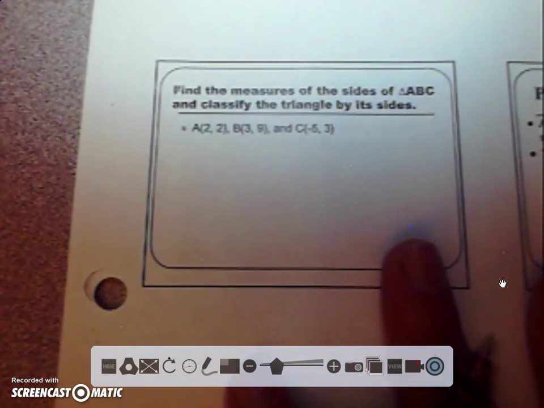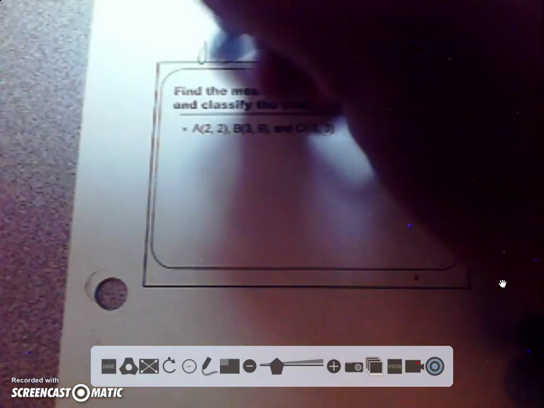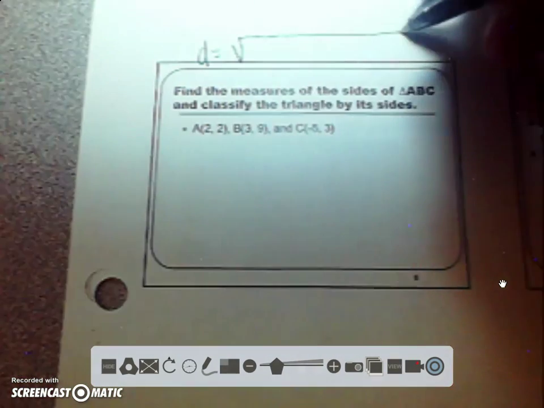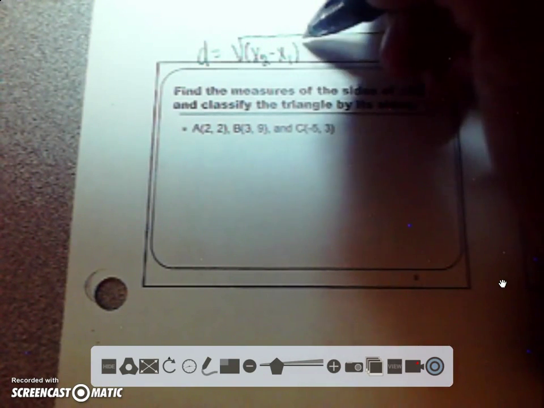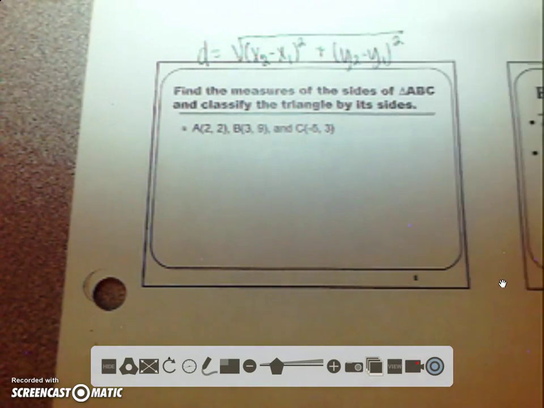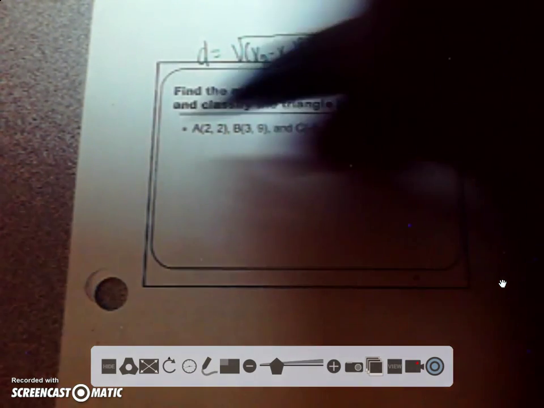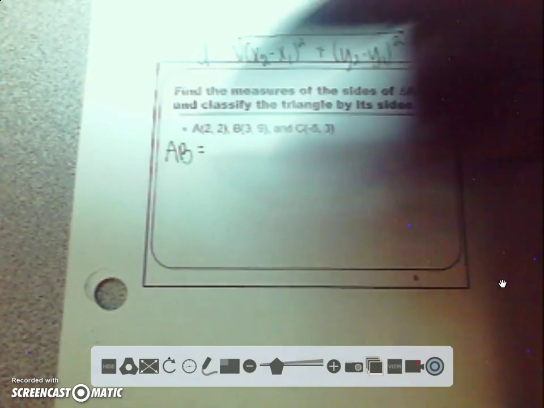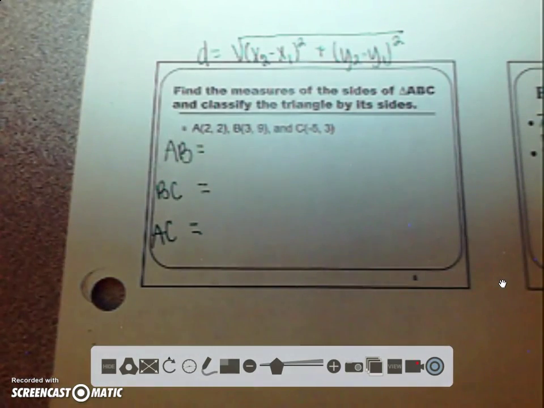This example should look really familiar to you because we looked at several of these earlier in the year when we talked about using the distance formula. So if you need a reminder, go ahead and write the distance formula on your paper now. We have d is equal to the square root of (x2 minus x1) squared plus (y2 minus y1) squared. So we're going to plug in our x and our y values for each one. We need to find the length of AB, the length of BC, and also the length of AC to identify what type of triangle this is.